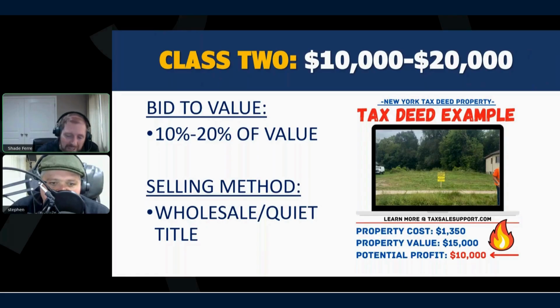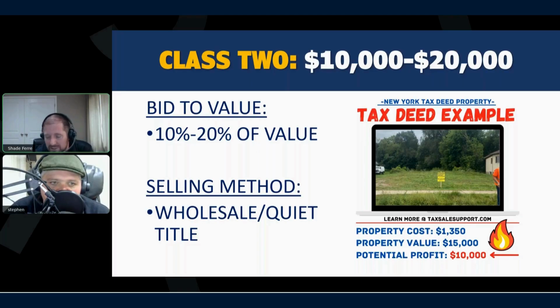Because as the value goes up, so does the percentage of value that we're willing to pay. But again, we're going to keep that towards the lower end of the spectrum whenever we can. So properties valued between 10 and 20,000, we could pay between 10 and 20% of value. But we're always going to try to lean towards the lower end of that, if possible.